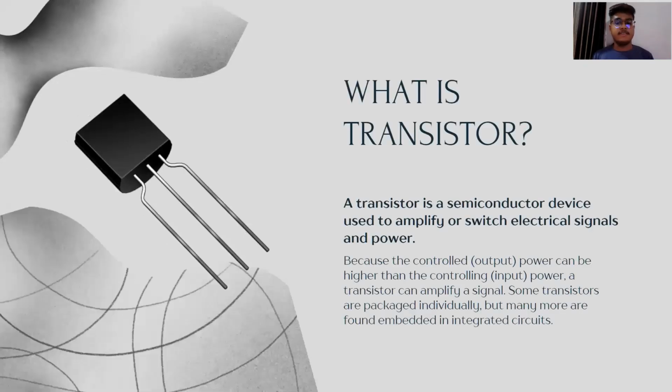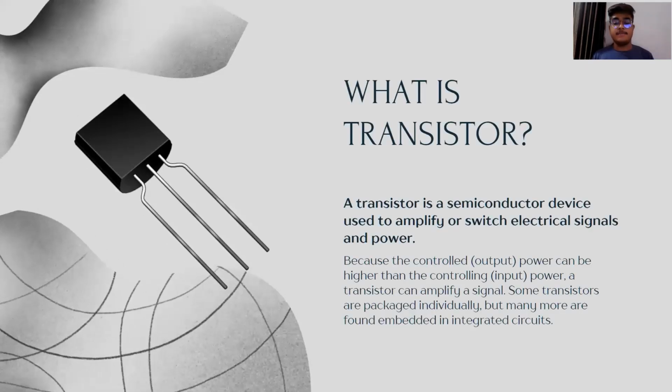So basically, what is a transistor? A transistor is a semiconductor device used to amplify or switch electrical signals and power. Because the controlled power can be higher than the controlling power, a transistor can amplify a signal. Some transistors are packed individually, but many more are found embedded in integrated circuits.